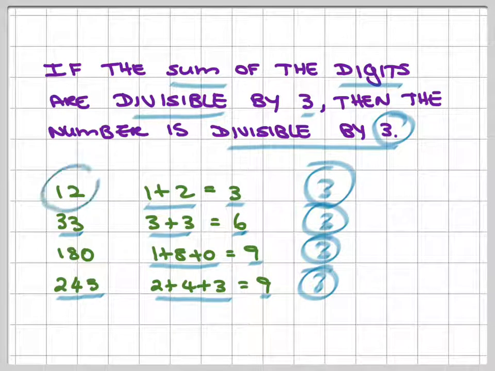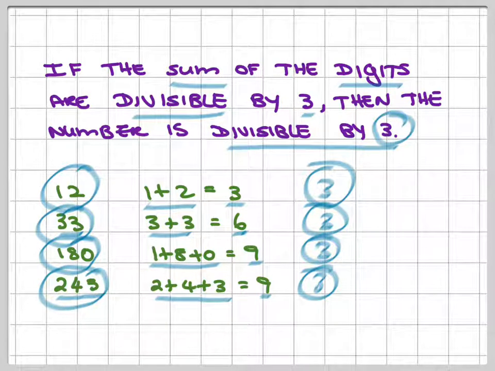So if the digits add up, you take the number and break it into its digits. If they add up to something that 3 can go into, then it is divisible by 3. Okay.